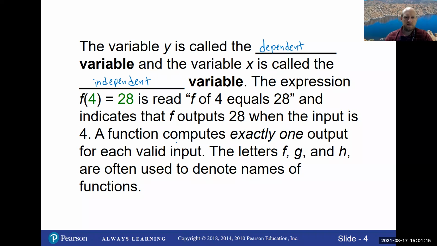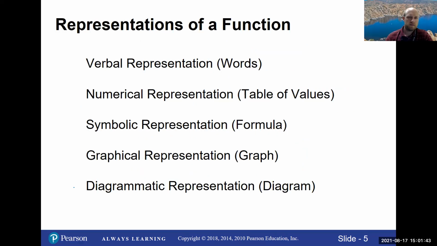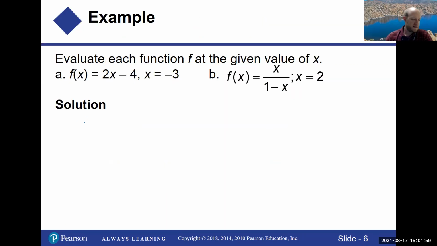A function computes exactly one output for each input. So no more than one output for each input, and we'll demonstrate that as well. We don't just have to use F here. We could use G, we could use H, etc. Not just F. These are different ways to represent functions. We could represent them verbally, numerically, symbolically, graphically, and also via diagrams. We'll show that in just a second after these examples.